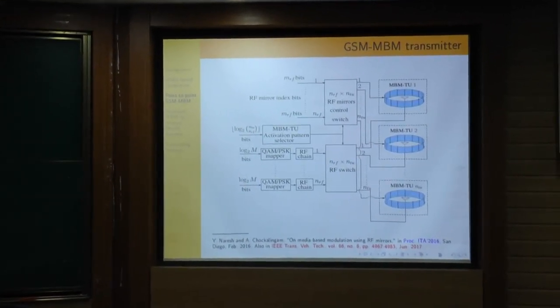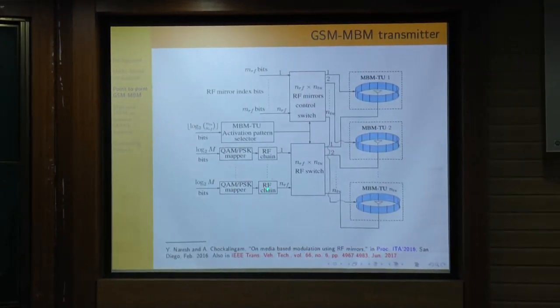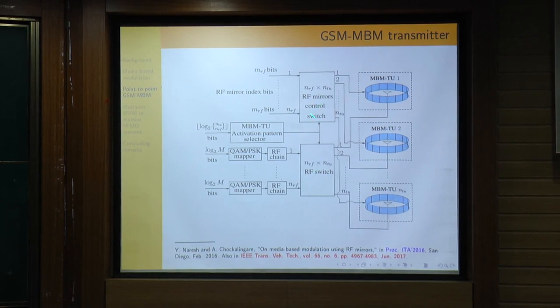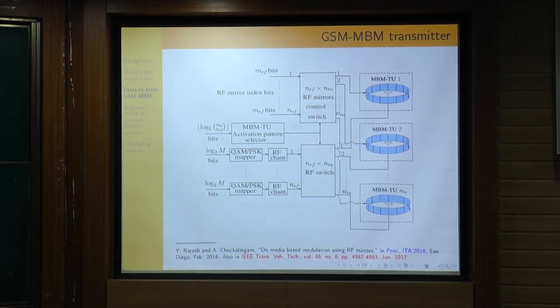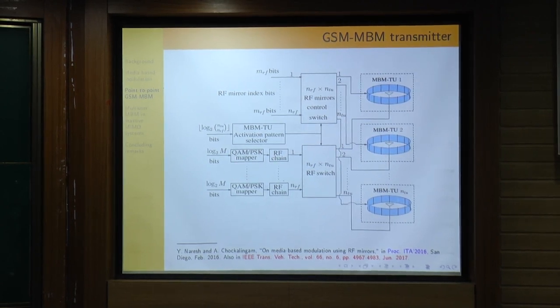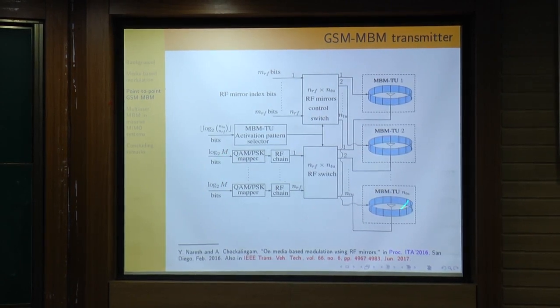A SISO is a simple scheme where you take log N to the base 2 bits, pass it through a QAM, and transmit through the RF chain. Let's say NTU is the number of these units, NRF is the number of RF chains, and mirrors are MRF, okay? Suppose I say NRF is 1, NTU is 1, this is a simple SISO channel. One antenna, one symbol being transmitted in one channel. Suppose I have NRF equal to NTU without these mirrors, then it becomes classical MIMO, which is NT times log M to the base 2, this segment without mirrors.